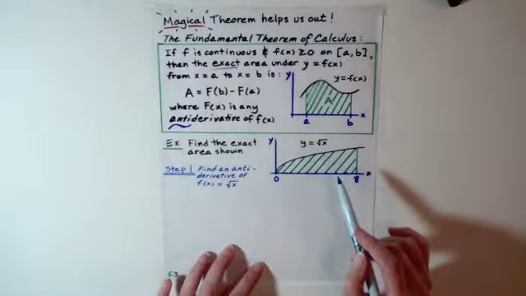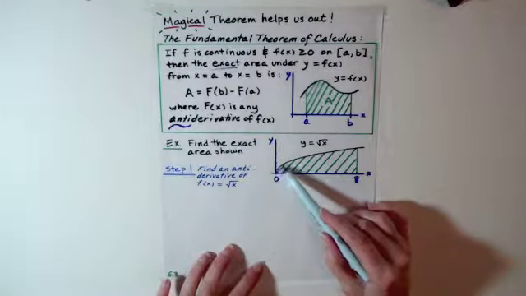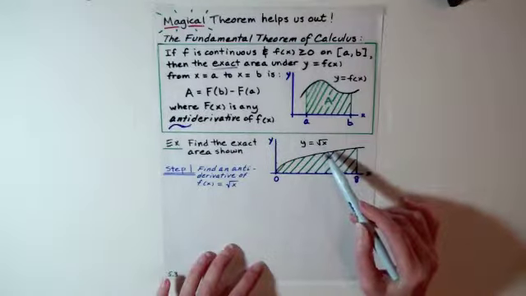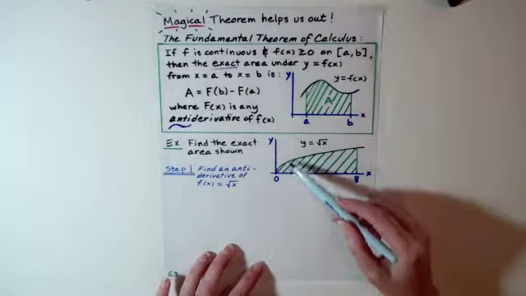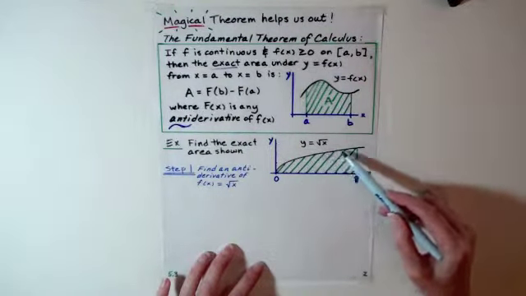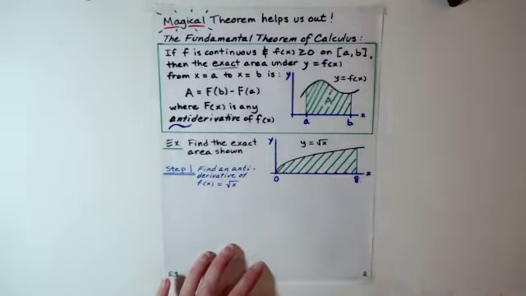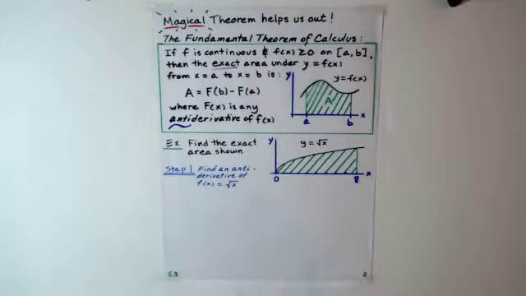Well, let's see how we could apply that to that example that we worked so hard at in 5.1, where we were trying to use rectangles to estimate the area under this curve, y equals root x, from 0 to 8. So we were trying to get an estimate for the area that's shaded in green here. Now we can find the exact area, and we can do it in a very short amount of time. So let's see how we do it.